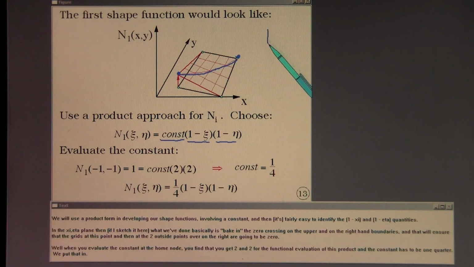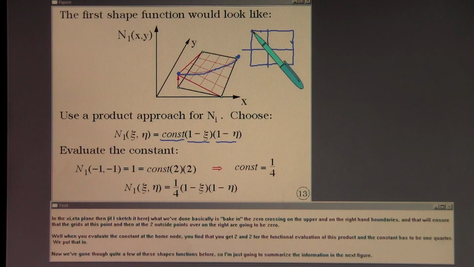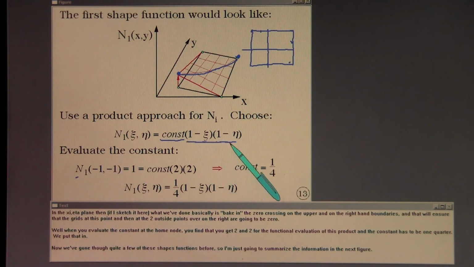In the Xi eta plane then, if I sketch it here, what we've done basically is bake in the 0 crossing on the upper and on the right hand boundaries, and that will ensure that the grids at this point and then at the 2 outside points over on the right are going to be 0. Well, when you evaluate the constant at the home node, you find that you get 2 and 2 for the functional evaluation of this product, and the constant has to be 1/4.